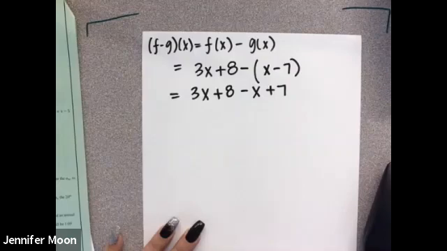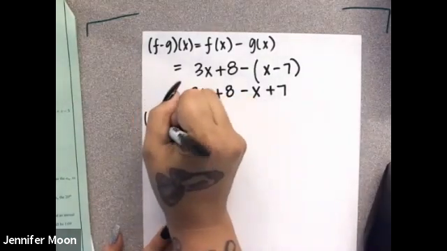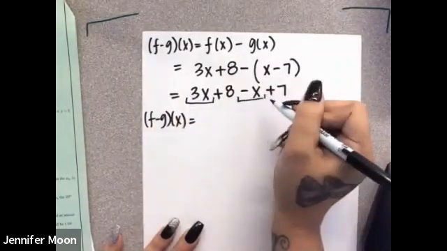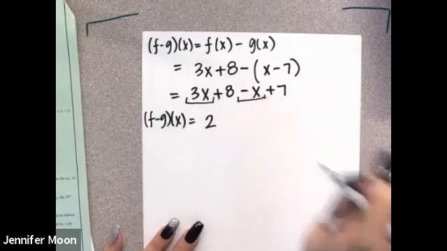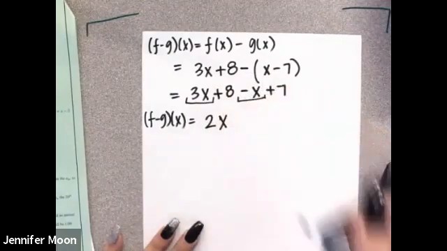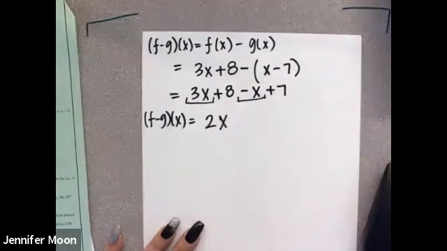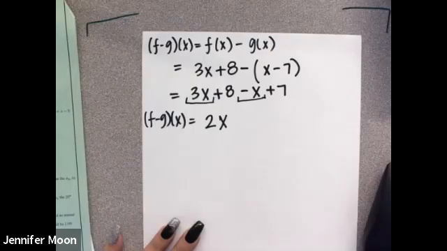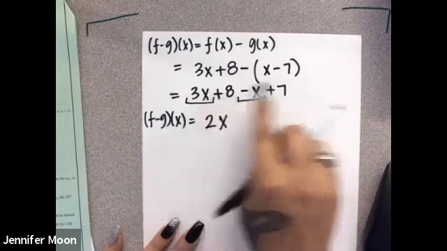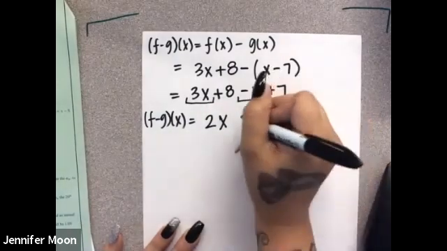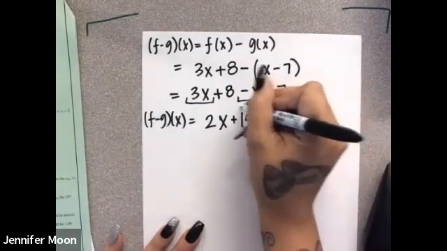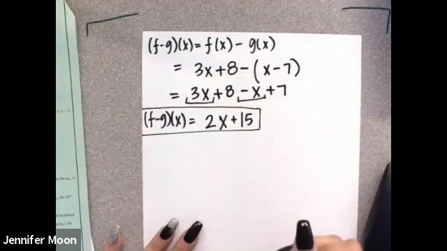Now, combine like terms. So my f minus g of x equals, I've got positive 3x minus 1x. Signs are different, so I subtract. I keep the sign of the larger. Because I'm combining variables, I keep and keep. That's just 3x minus 1x is 2x, okay? And then here, positive 8, positive 7. Signs are the same, so I add and keep, 15. And that would be the answer for me subtracting the two functions.